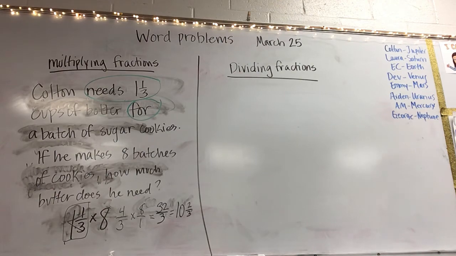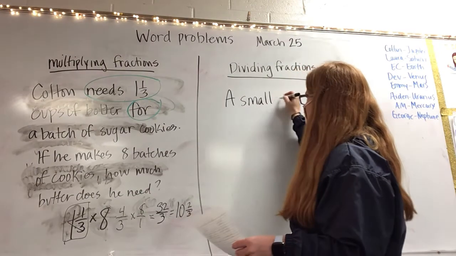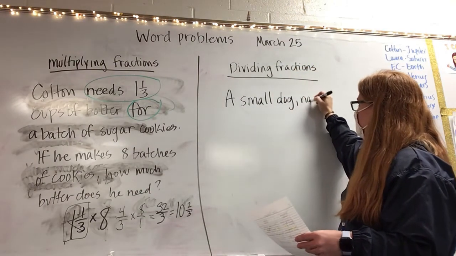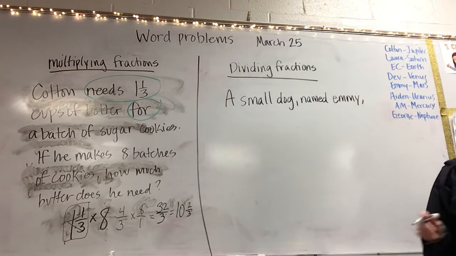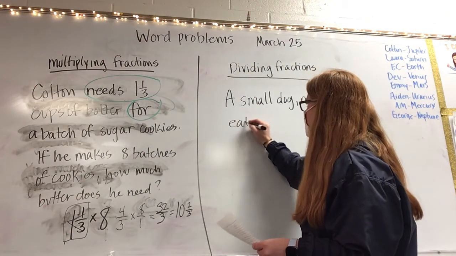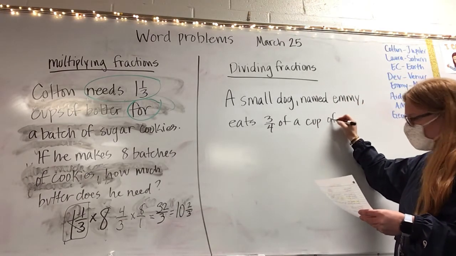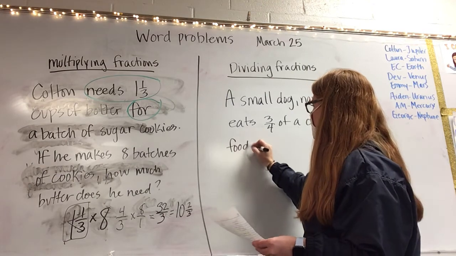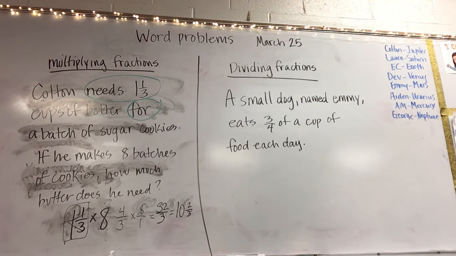So, the next one is a small dog named Emmy. This one actually didn't come with a name, but last period I was like, okay, let me throw another name in there, so I'm going to do it for y'all too. A small dog named Emmy eats 3/4 of a cup of food each day.